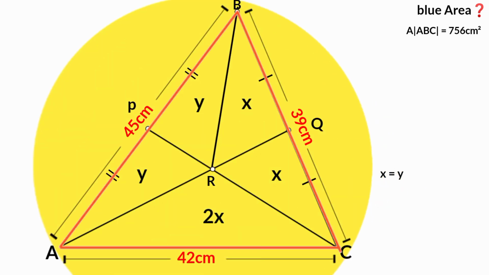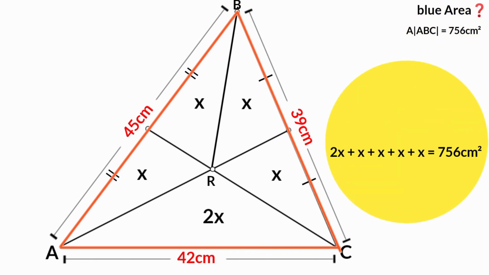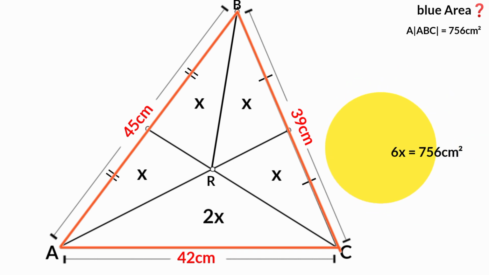We come back to this triangle and replace Y with X. Now if you sum up this, this, this, this, and this, it will equal the area of triangle ABC. And recall, we found the area of triangle ABC to be 756 centimeters squared. So 2X plus X plus X plus X plus X equals 756 centimeters squared. If you add these up, it will be 6X. So 6X equals 756 centimeters squared. Dividing both sides by 6, 6 cancels 6, and 756 centimeters squared over 6 is 126 centimeters squared. So X equals 126 centimeters squared.